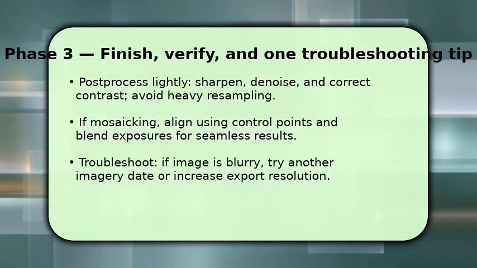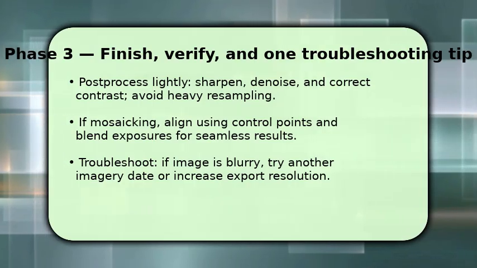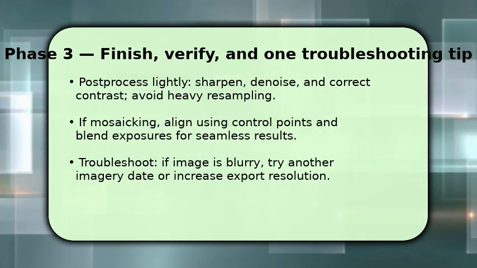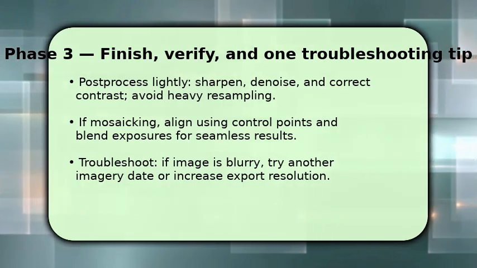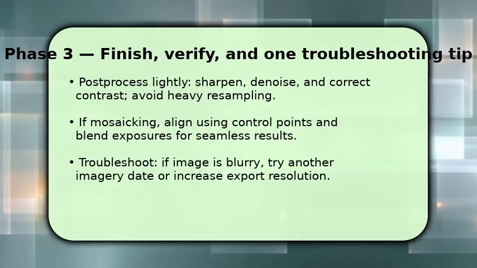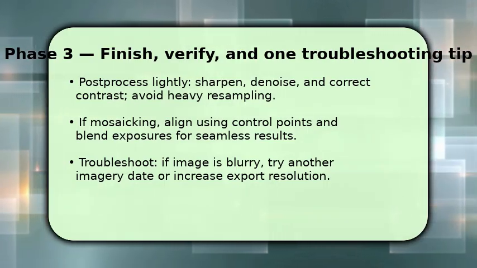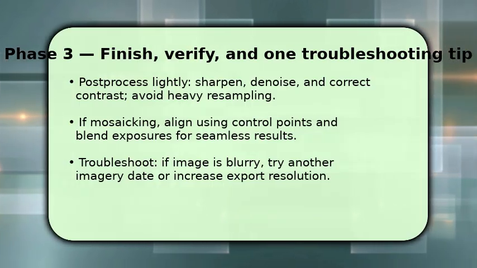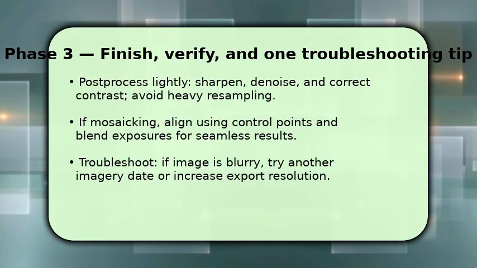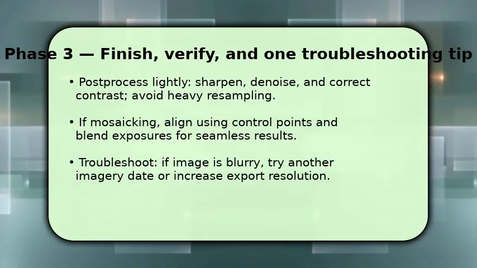If you need a larger area, create overlapping captures and mosaic them using control points for alignment and exposure, blending to hide seams. Make sure to save original exports in lossless format. If results look blurry, try another imagery date, recheck zoom versus native resolution, or increase export pixels. One of those steps usually recovers the clarity you need.